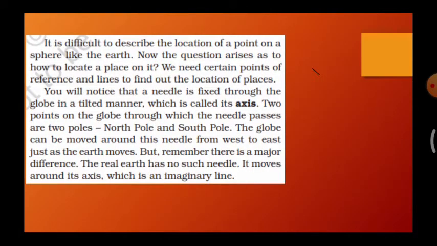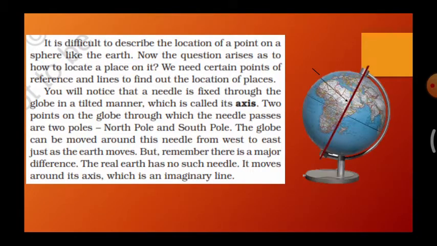It is difficult to describe the location of a point on a sphere like the earth. Now the question arises as to how to locate a place on it. So how can we locate a place on the globe? We need certain points of reference and lines to make out the location of a place. So for that we need some lines.